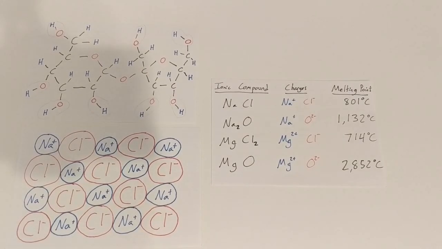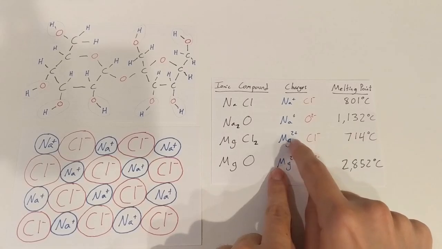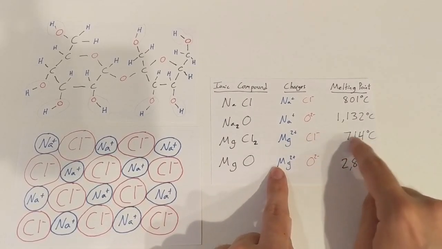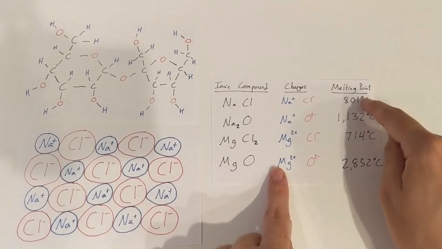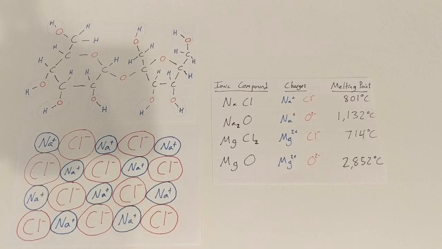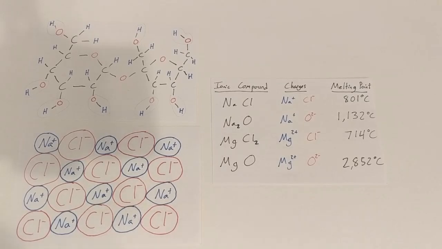And that's a very general statement because it's not always the case. You could see here, magnesium has a 2+, chloride has a -1, and its melting point's actually lower than sodium chloride, which just has a +1. So there's a lot of other things that go into melting point. Other things that are really big would be the size of these ions and what structure they can form together.